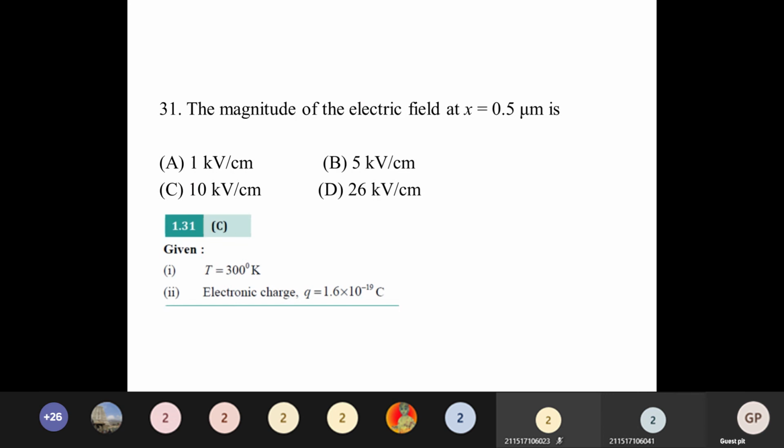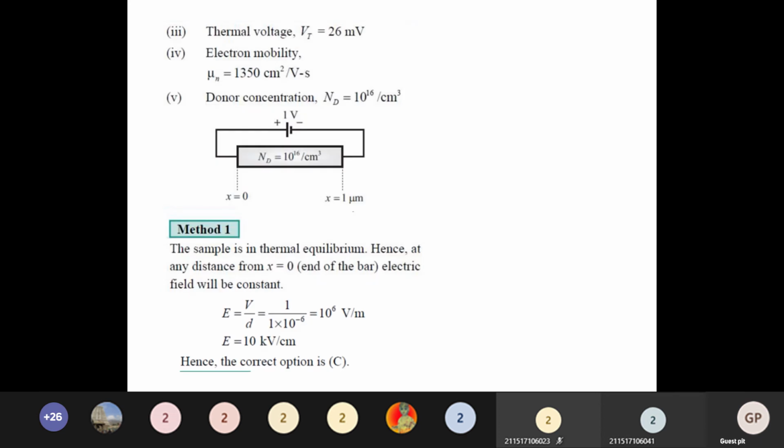For this case, T is equal to 300 degree Kelvin, Q is given, thermal voltage is given, mobility is given, donor concentration is also there. For all these cases, the first formula E equal to V by d we can also consider. Initially the distance is equal to 0, which means that corresponding electric field value we can directly consider. So the answer we are getting. This is one of the ways.